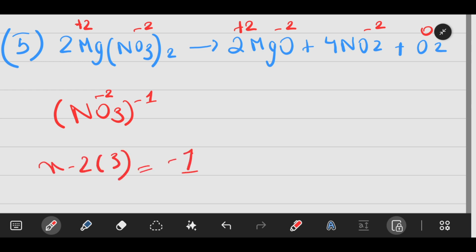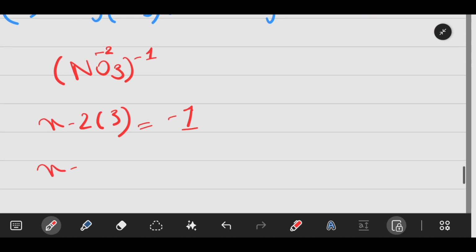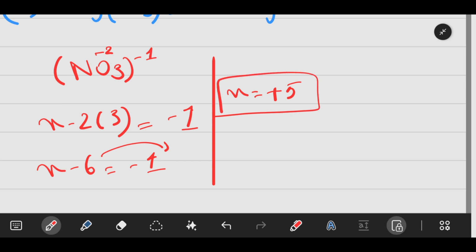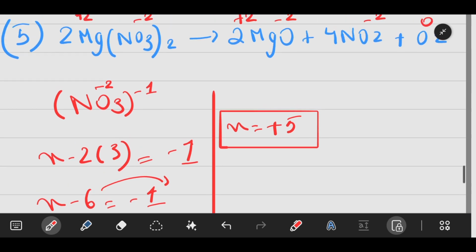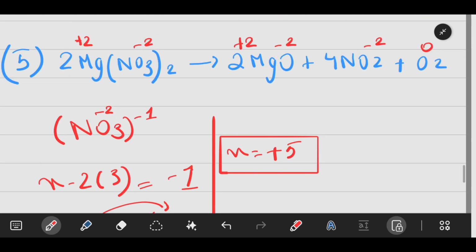I hope you understand why I'm equating to minus 1, because the overall charge is minus 1. So let's just solve it. So x minus 6 is equal to minus 1. Now x is equal to minus 1 plus 6. So minus 1 plus 6 is going to be a plus 5. So in this case, nitrogen will be a plus 5. Let's go ahead and write plus 5 over.